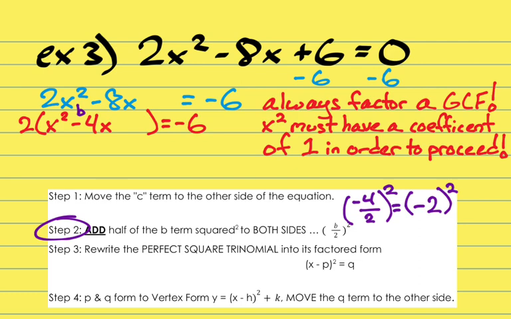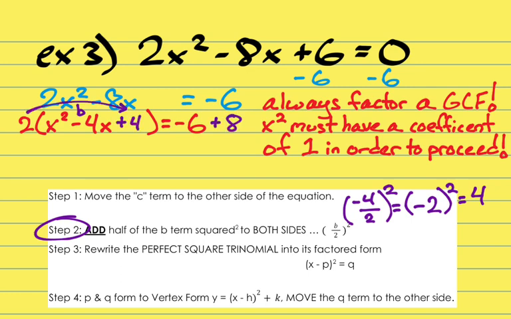Take half the b term, which was negative 4, so half of that makes negative 2, and then take negative 2 and raise it to the second power. That will give you 4. Add that 4 inside the parentheses.